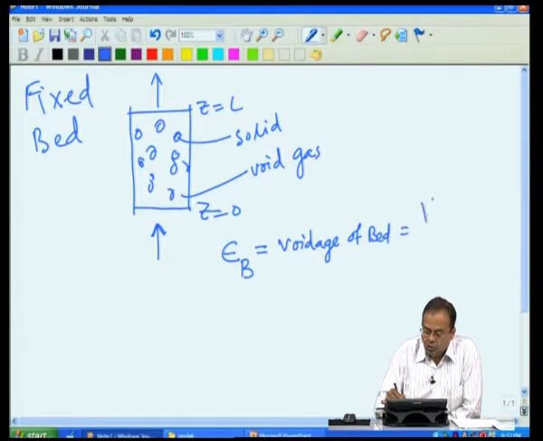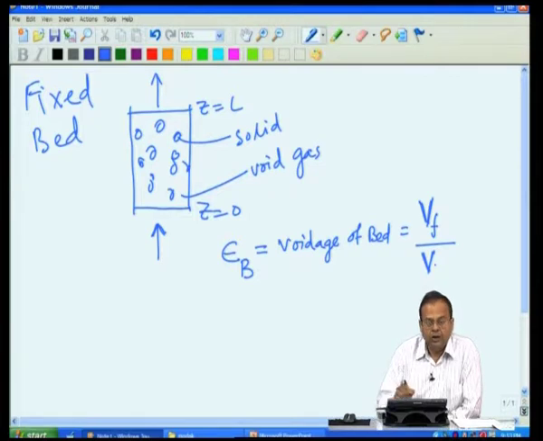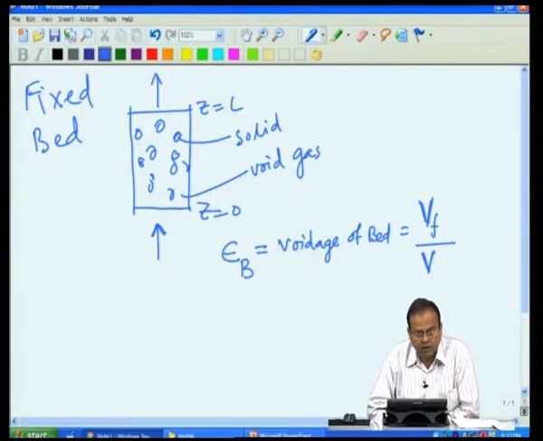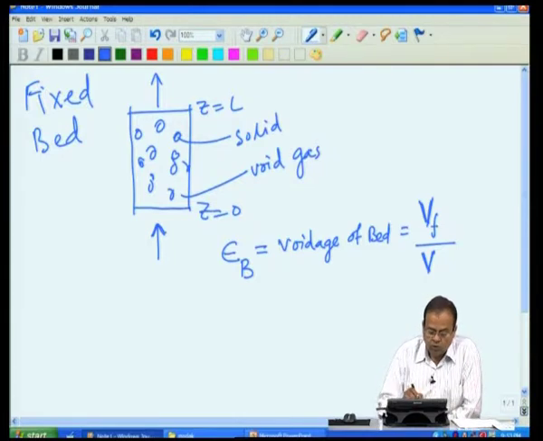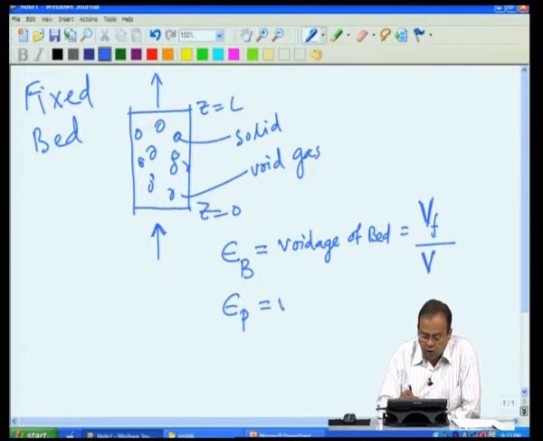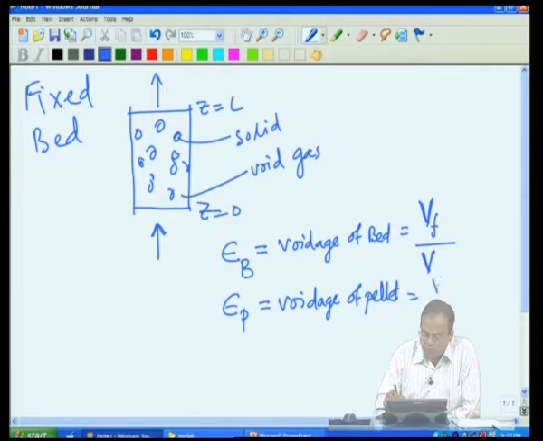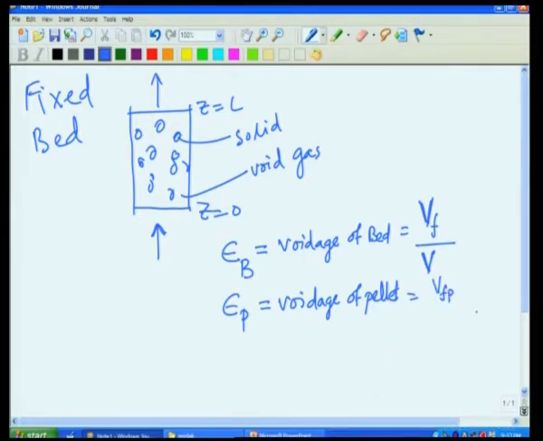That means the ratio of the volume available for gases to flow, Vf, to the reactor volume V, let that be epsilon b. Then we also have to worry about the voidage in the catalyst pore, because remember the catalyst is also porous. So, let us call epsilon p the voidage of the catalyst pellet, which is Vfp, the void volume of the pellet, divided by the volume of the pellet.